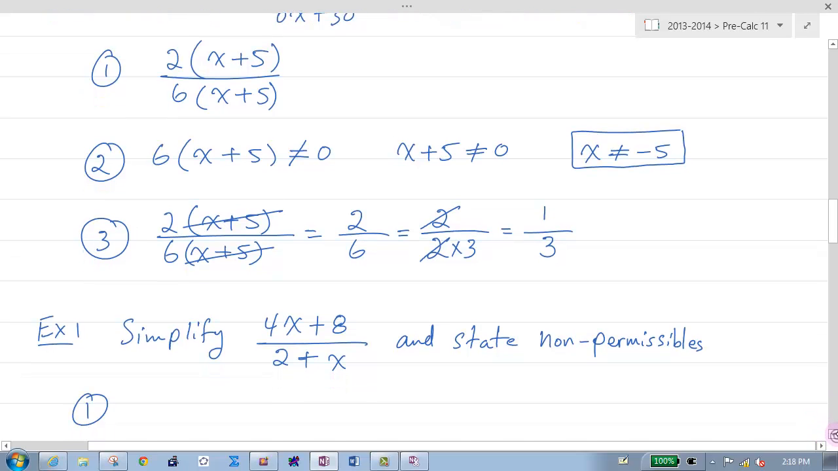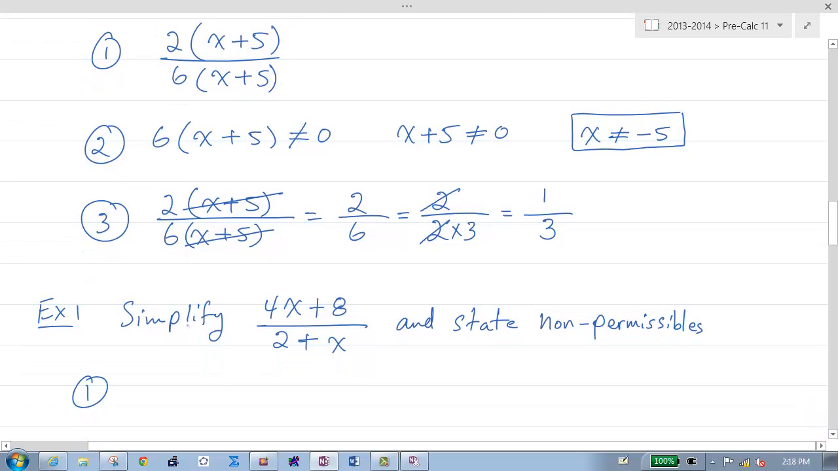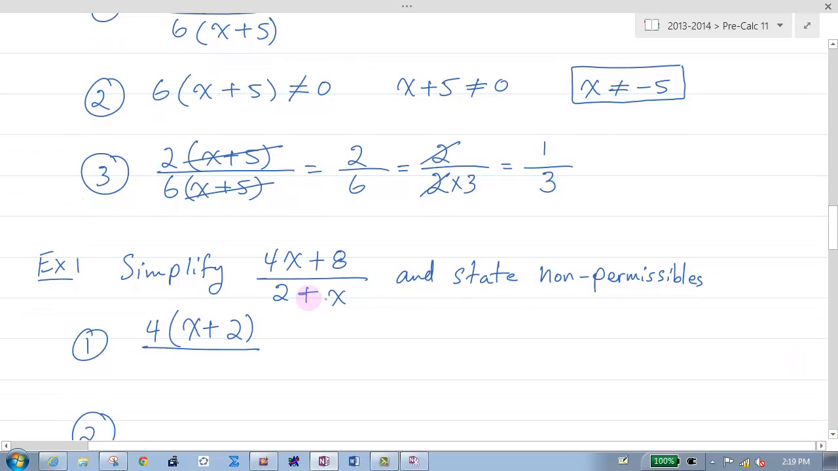Next, I'm going to do the same thing with this one. First, I'm going to factor the numerator and the denominator. Okay, there's a common factor between the two terms in the numerator. So I take a 4 as a common factor out. This becomes x plus 2. And then the denominator, I'm going to write it in the reverse order. I can do that with addition. I can change the order.